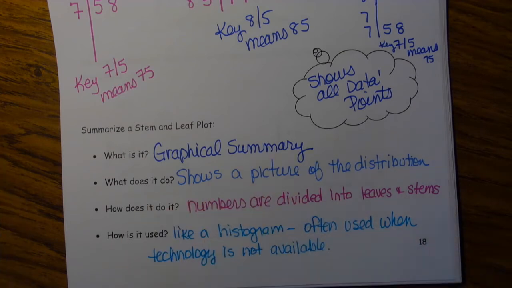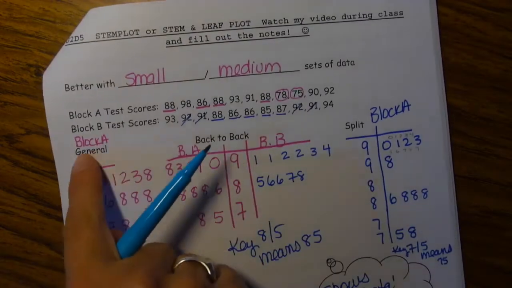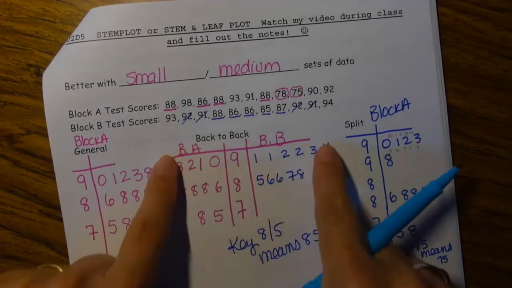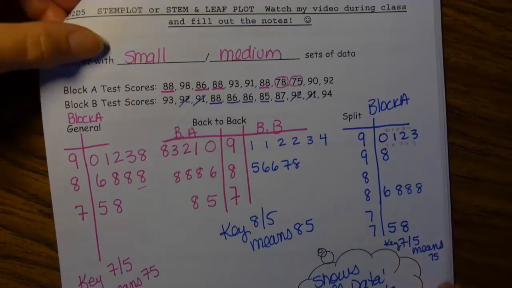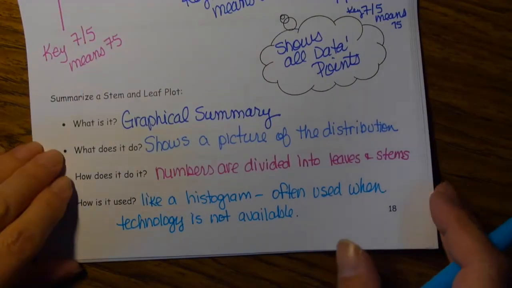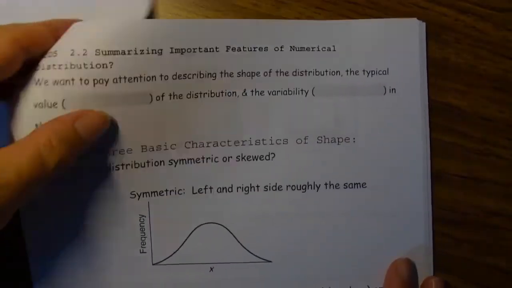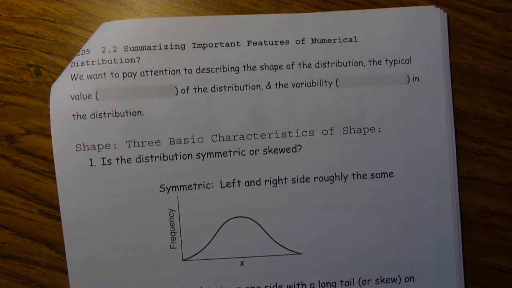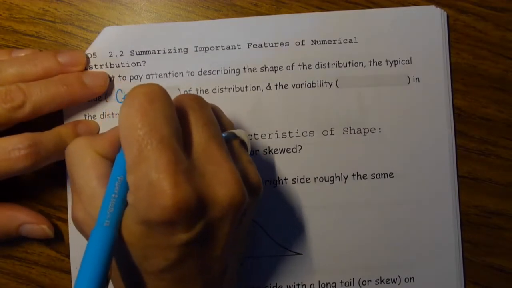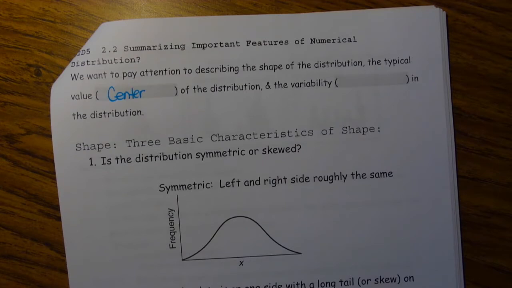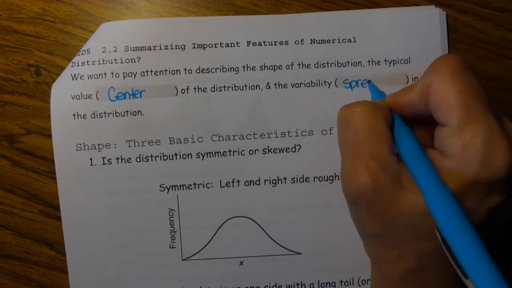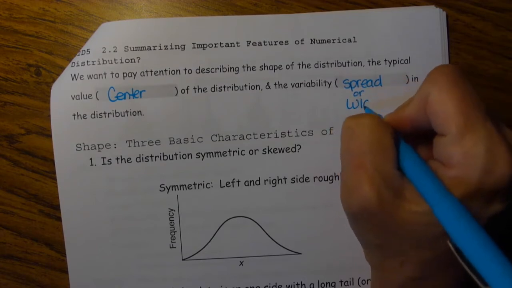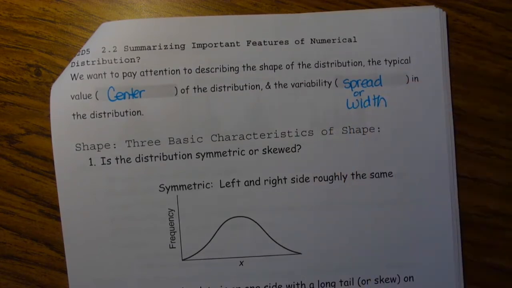You know, you got quite a few numbers, you don't have any technology, so this makes a great deal because I can look at it, I can see what occurs the most, I can kind of see a shape, I can compare two classes, I can break it down smaller if I have too many numbers sticking out, okay? So we're going to look at a few important features of a numerical distribution. We want to pay attention to describing the shape of the distribution. The typical value or center, right? We want to know the center of the distribution and the variability, which is the spread or the width. Right? How wide is my graph and where's the center? Kind of think about that. These are really important features of our graph. Where's the center and how wide is it? How spread out are my values?